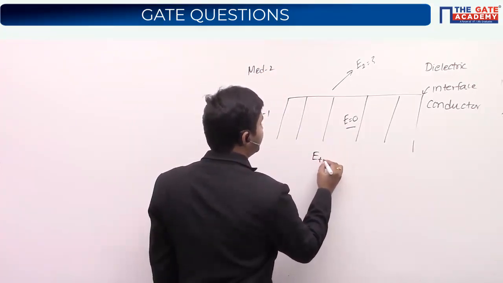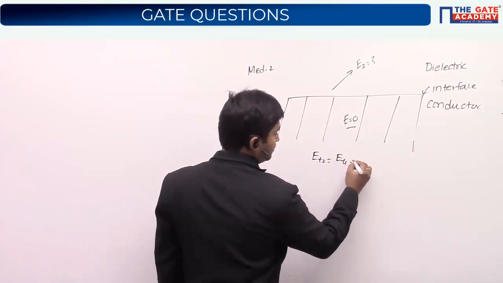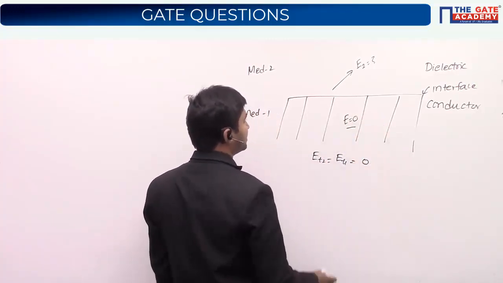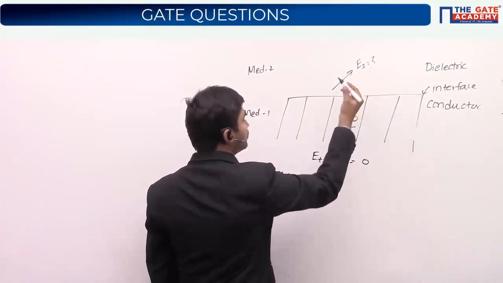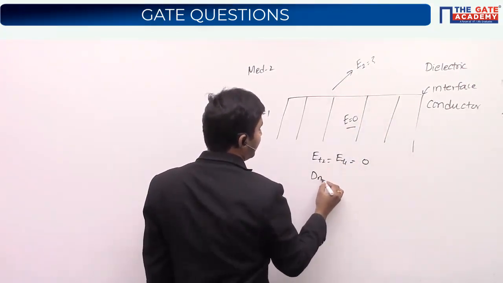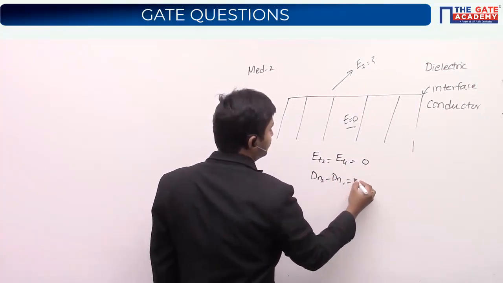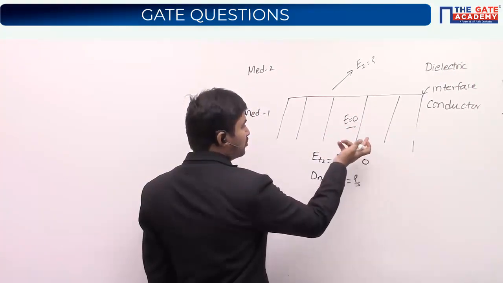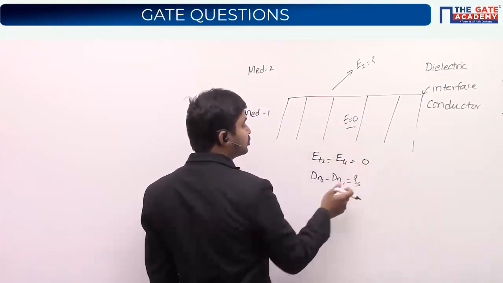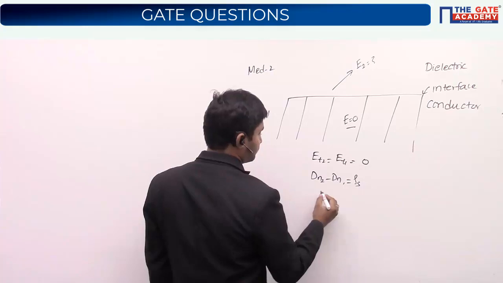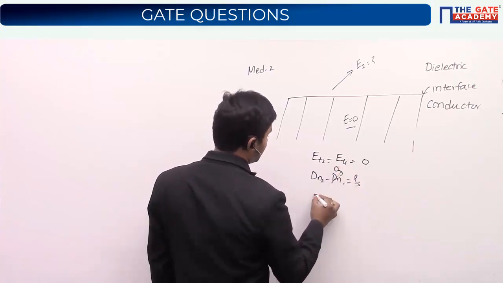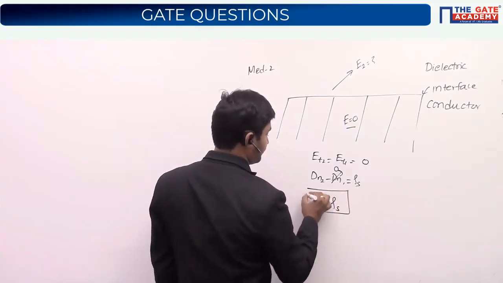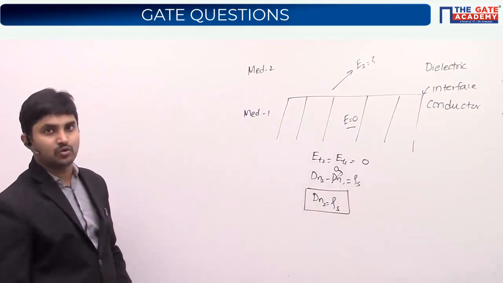Apply the boundary condition ET2 is equal to ET1. And we know the value of ET1 is 0 because E itself is 0. So the tangential component is going to be equal to 0 here. And we know Dn2 minus Dn1 is equal to rho s. En1 is 0, so Dn1 should also be equal to 0. So this value is equal to 0. So the value of Dn2 is equal to rho s.